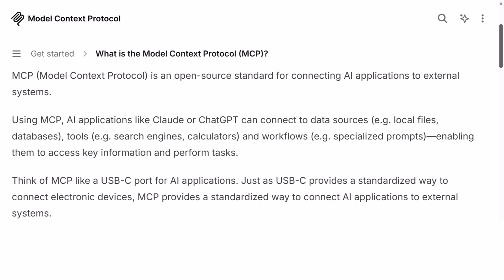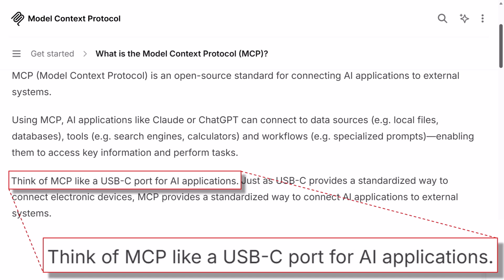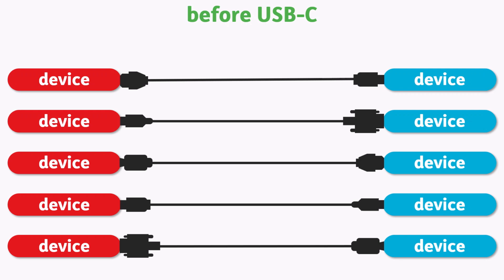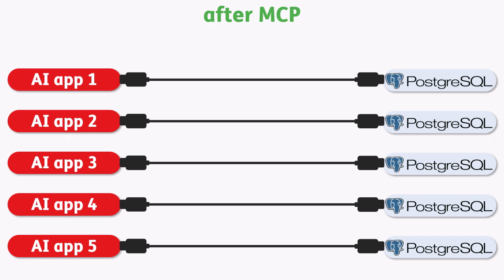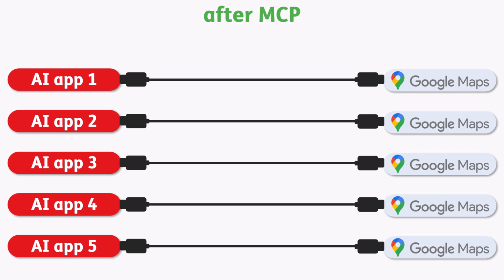I'll close with a page from MCP's official documentation, which compares MCP to USB-C. Remember when we had a box full of connectors because there wasn't a single standard? After devices adopted USB-C, they communicated without specialty connectors. With MCP, all apps can easily query a database like Postgres or use a tool like Google Maps to search for places using text queries.